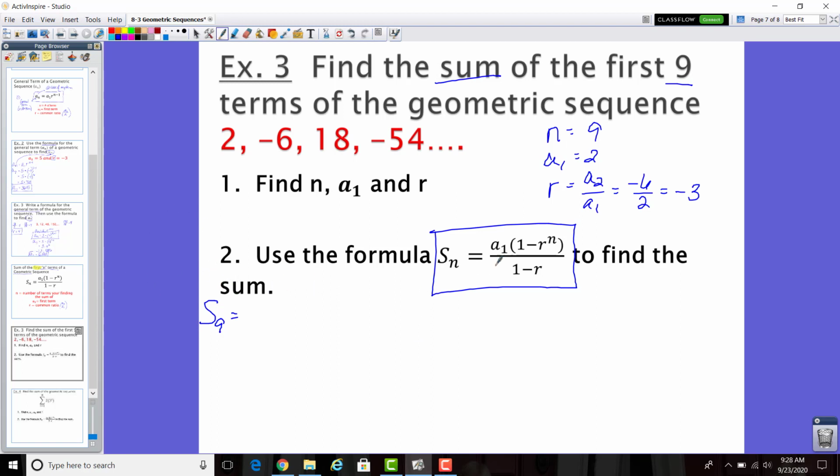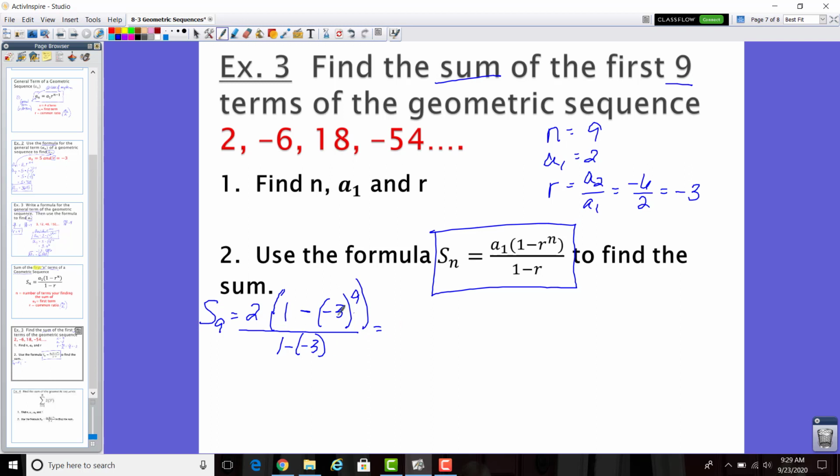So S sub n equals A sub 1, that is 2, times the value of 1 minus our R value. Our R value is negative, so again, I'm going to put that in parentheses. And we're going to raise that to the n power, which is 9. All of that will be divided by 1 minus negative 3.